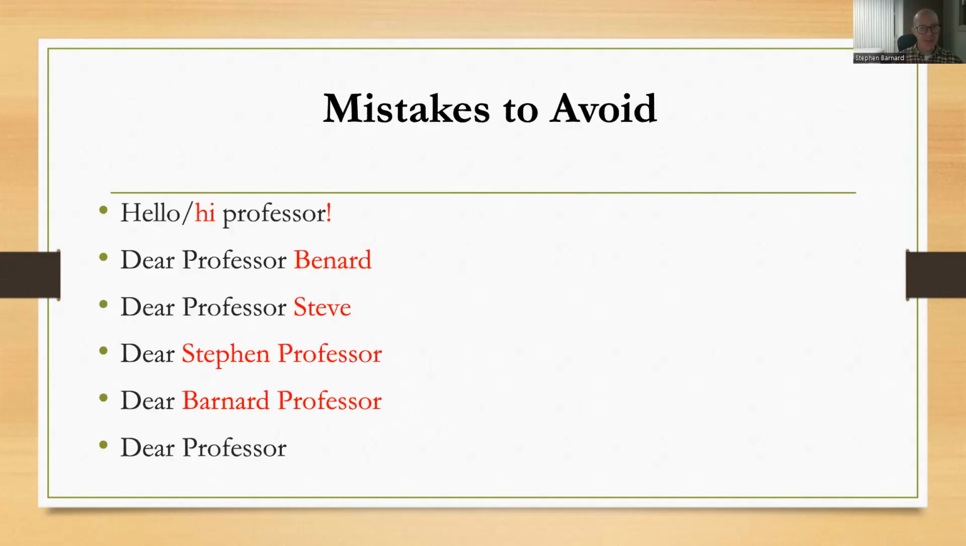So let's take a look at a couple of mistakes that you'd like to avoid. You know, hello or hi, professor. Hello or hi, especially hi, that's too informal. I also don't recommend using an exclamation mark at the end. Also, dear Professor Barnard, in my case, my family name is spelled B-A-R-N-A-R-D. So if somebody misspells my name, that can create a bad impression. If you are sending an email to a professor, always double check the spelling of their family name.